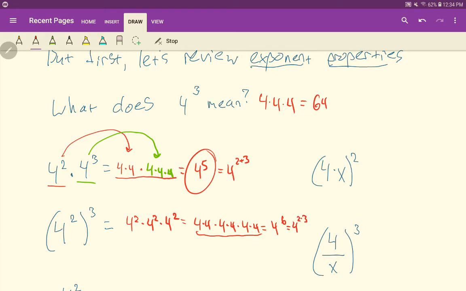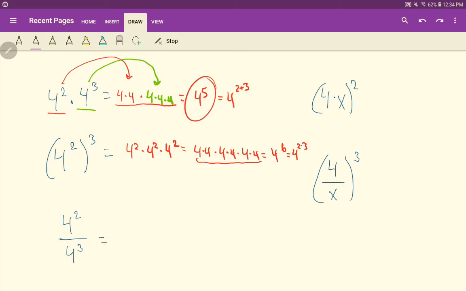So be careful here. When you multiply, you add exponents. When you have a power raised to a power, you multiply exponents. So multiplication between the bases means you add the exponents. Raising an exponent to an exponent means you multiply the exponents to simplify it.